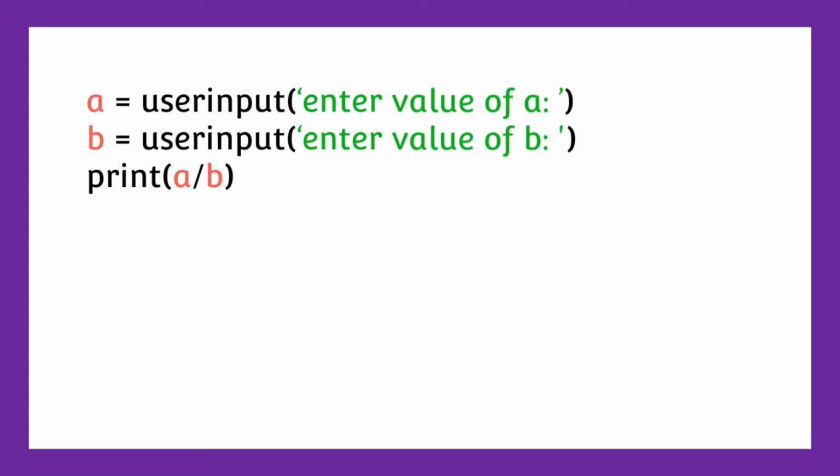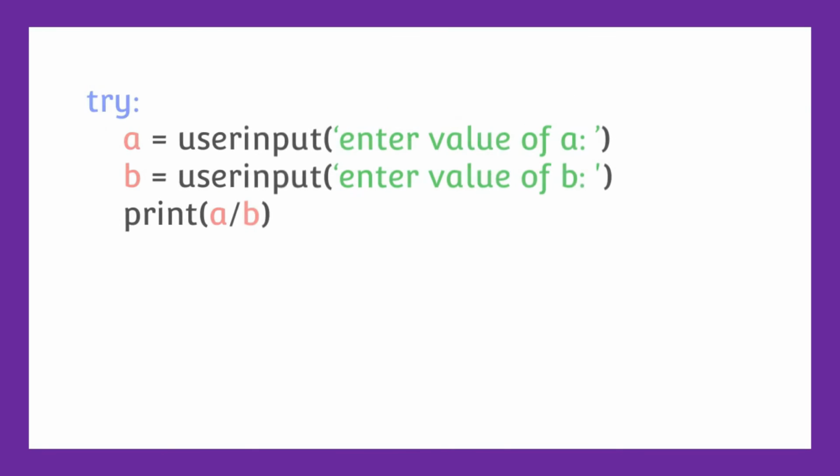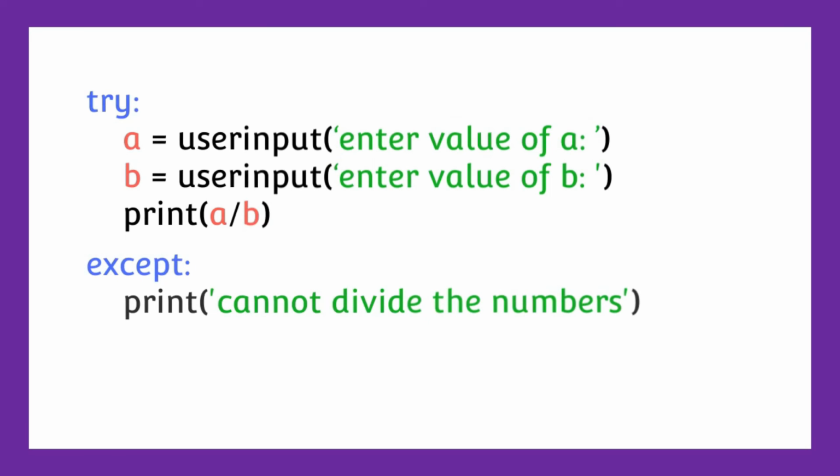To fix this, we put the suspicious code inside a try block. After the try block, include an except statement followed by a block of code which handles the error elegantly. And here we are simply showing an error message which is cannot divide the numbers. So that's how we handle such errors nicely in our applications.